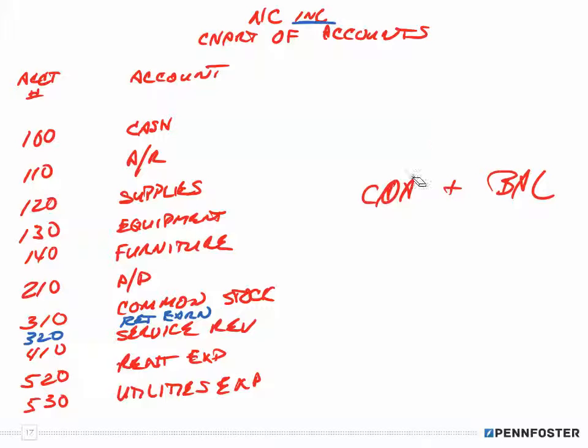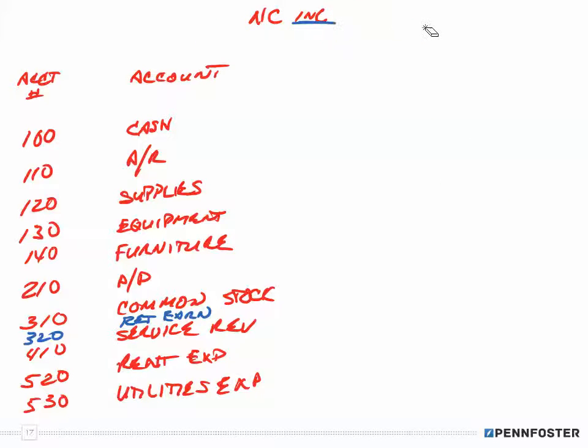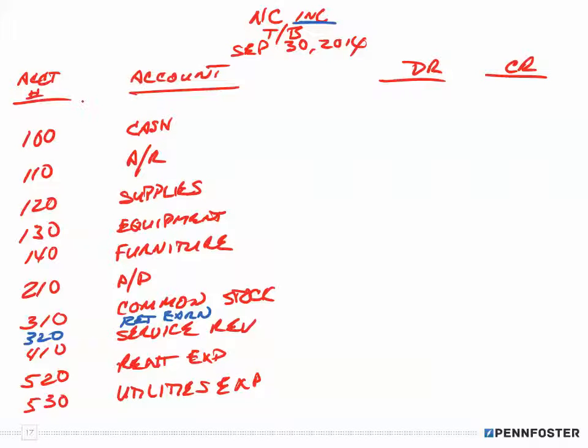So if I have this chart of accounts, I can copy it, print it out, whatever I want to do. But now I'm going to just alter this, right? And I would call this my trial balance. And of course I would write that out. And this is for September 30th, 2014. Okay. So that's my heading for this financial statement. And I need a debit column and a credit column, right? Because these are going to be the balances in these accounts, right?